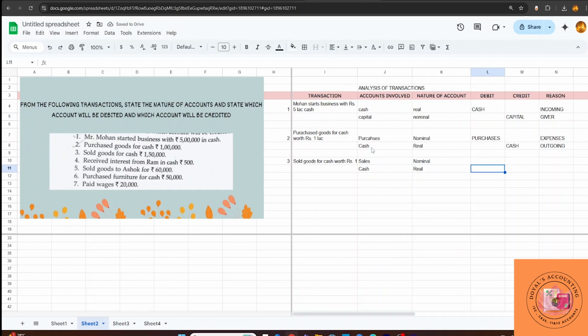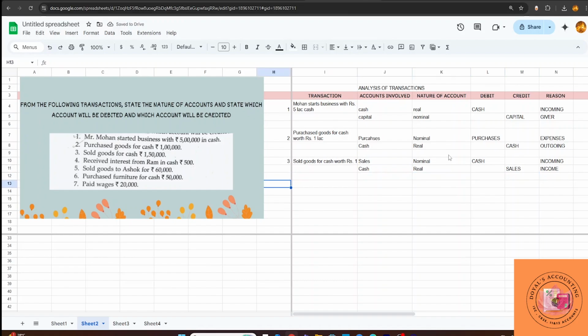Here, what will be debited and what will be credited? The rule of the nominal account is you debit all expenses and you credit all incomes. Sales by nature is an income, right? Thus, we will credit sales. And as cash is coming in, we will debit cash, because the rule for a real account is debit what comes in and credit what goes out. Cash is coming in, and that is why it is being debited. In the reason, we will put incoming. Sales is income.